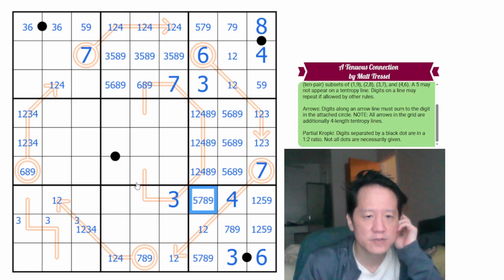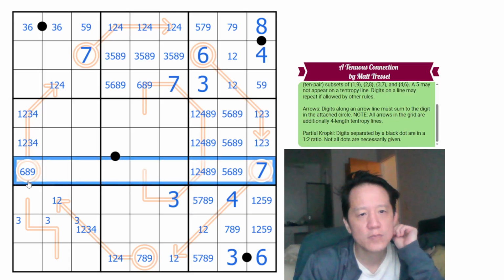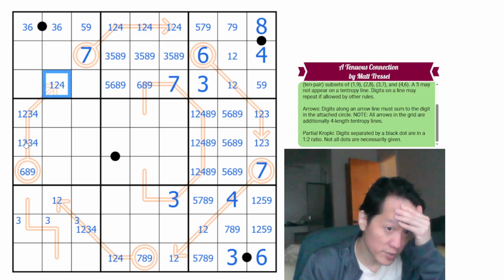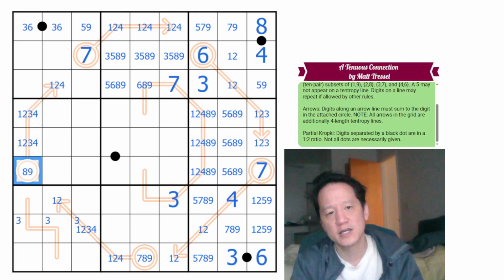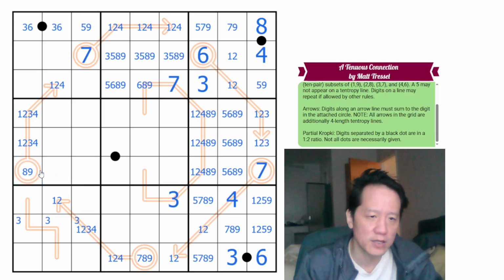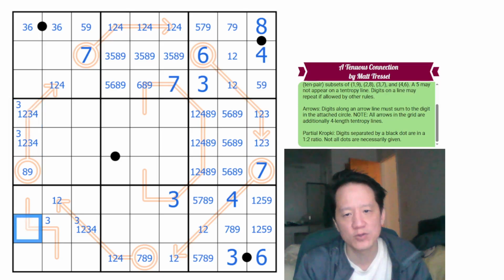What else? This can't be 3. If this is 6, this would have to be 3 to be 1, 2, and 3, right? But that can't work because that would eliminate all possibilities for that cell. So this cannot be 6. So this is either 8, which is 1, 3, and 4, or it's 9, which is 2, 3, and 4. Either way, the 3 has to be one of these 2 cells, which means this can't be 3. This can't be 3, so this is 6, which makes that a 3.